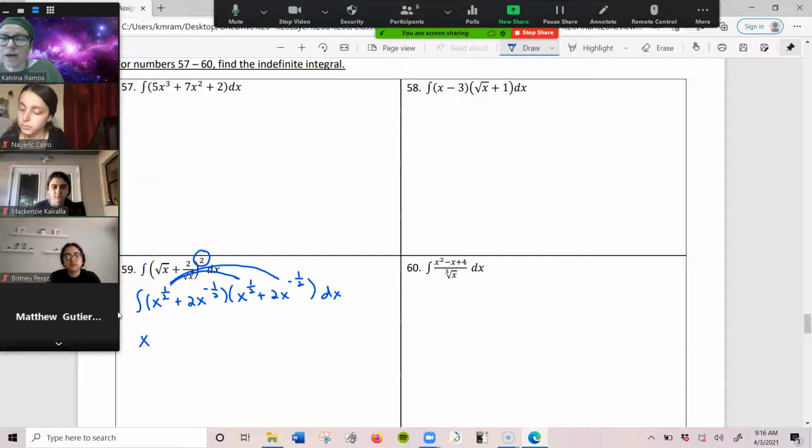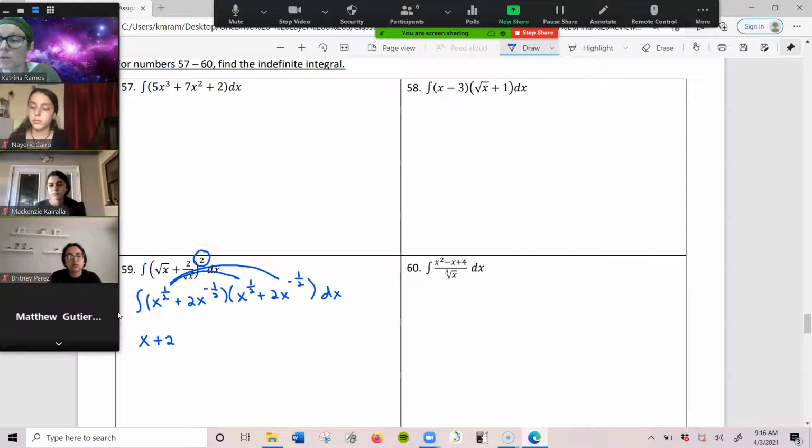Then x to the 1/2 times 2x to the negative 1/2, 1/2 minus 1/2 would give you 0. And anything raised to a 0 exponent is 1. But we have the 2. So this would be plus 2. Does that make sense?